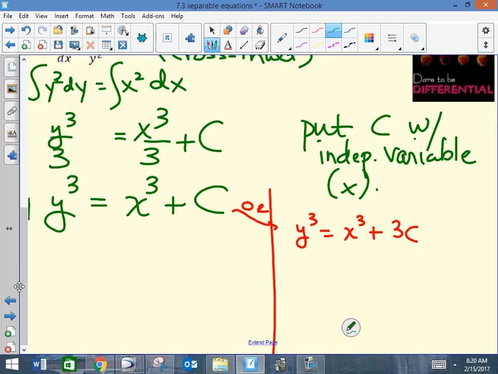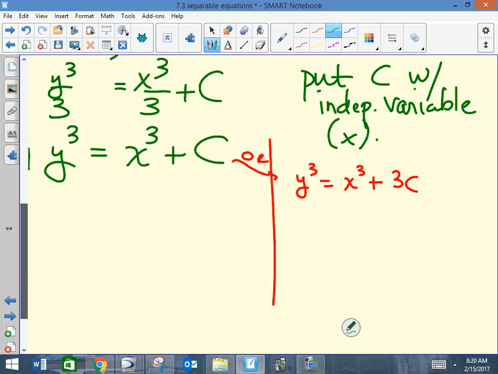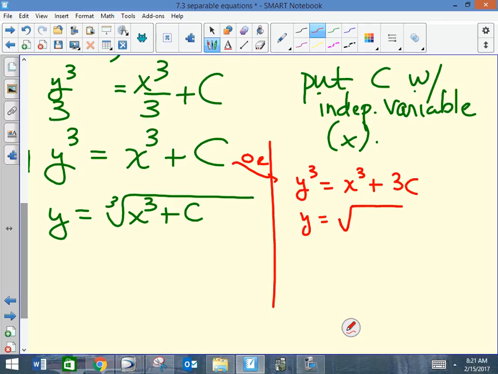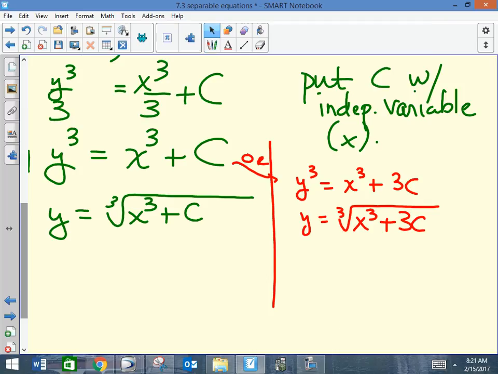Okay, so keep solving for y. What do we want to do now, Molly? No, I'm not solving for y, darling. I got to solve for y first. I got y cubed. Cube root, yeah. Okay, cube root of the side. If you were doing it over here, it would be cube root of the side as well. Okay? So that's your general solution.